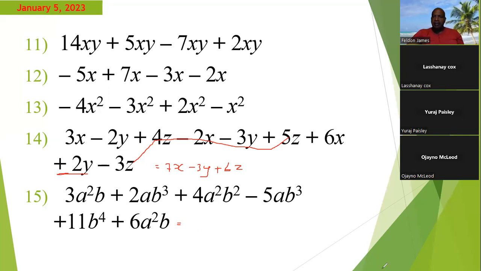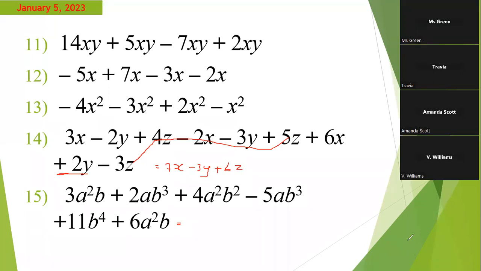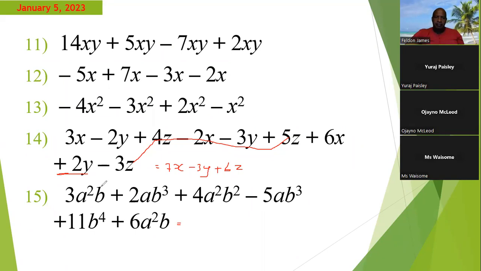All right. Anybody else would like to take a shot at this question? Sir, may I? Go ahead, Miss Wilson. 9A squared B. All right, so what are we aiming for here? We're grouping the like terms. So you group the like terms: 3A squared B with 6A squared B will give you 9A squared B.